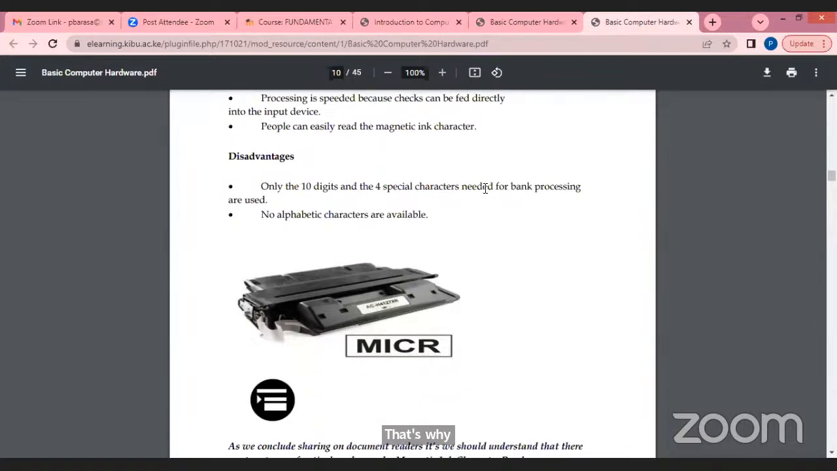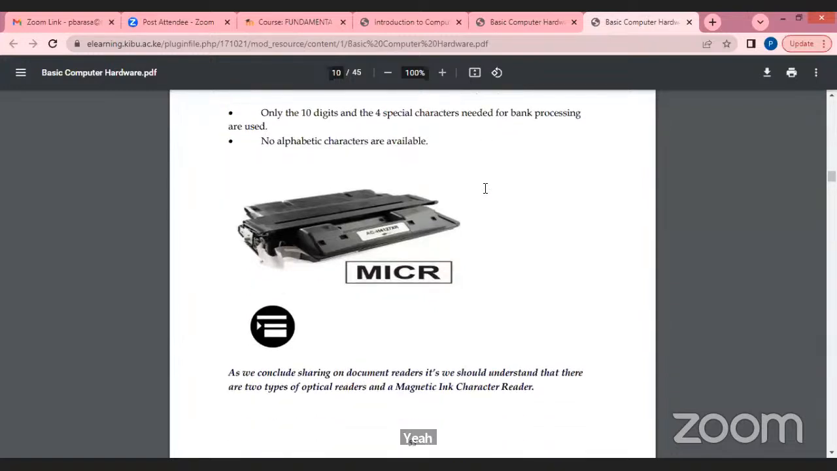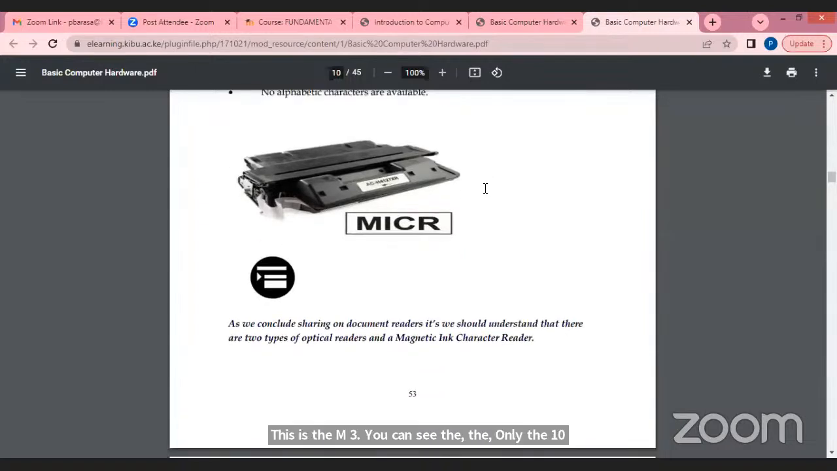This is the MICR. You can see the diagram there. Only the 10 digits and the 4 specific characters needed for bank processing are used. So that's a disadvantage. Another disadvantage is that no alphabetic characters are available. So this is the MICR device, and you can see it clearly on your screen. As we conclude the session on document readers, it is important to understand that there are 2 types: optical readers and magnetic ink readers.